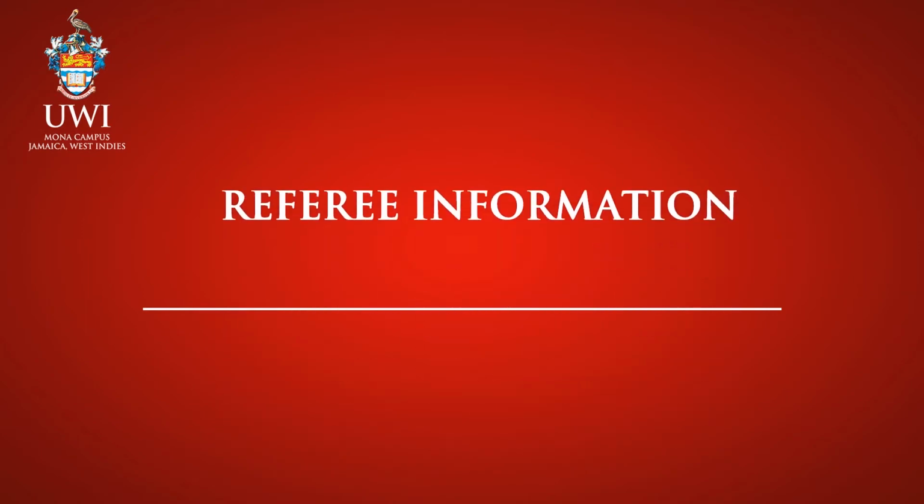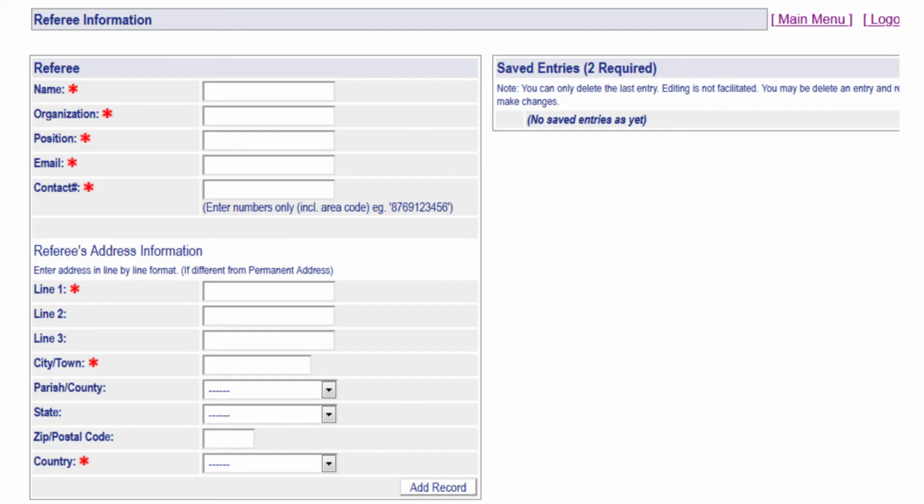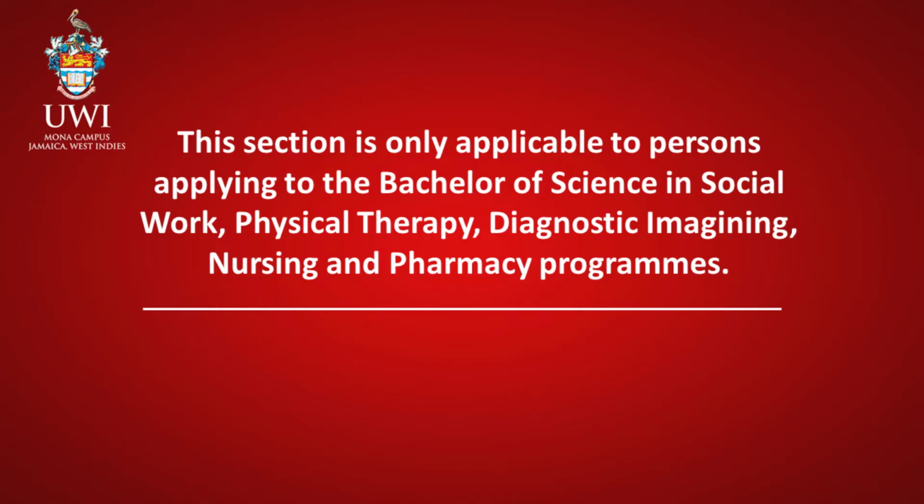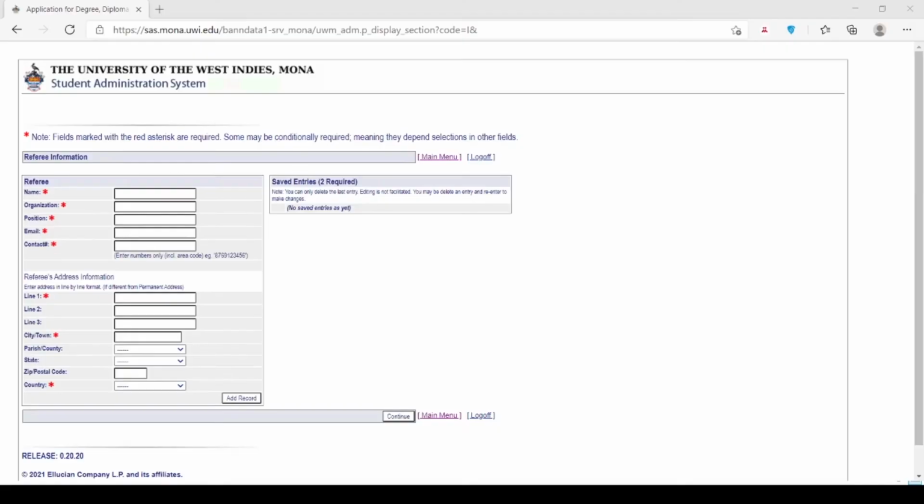Referee information. Note: fields marked with the red asterisk are required. This section is only applicable to persons applying to the Bachelor of Science in Social Work, Physical Therapy, Diagnostic Imaging, Nursing, and Pharmacy programs. Please click Continue in order to move on to the next page.